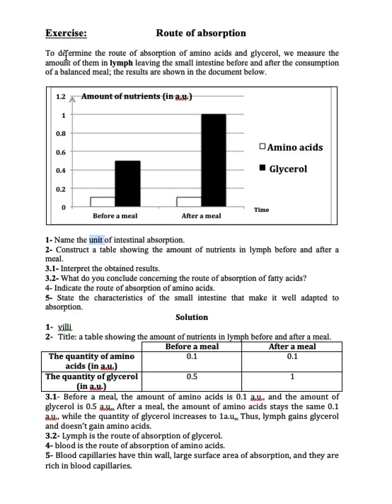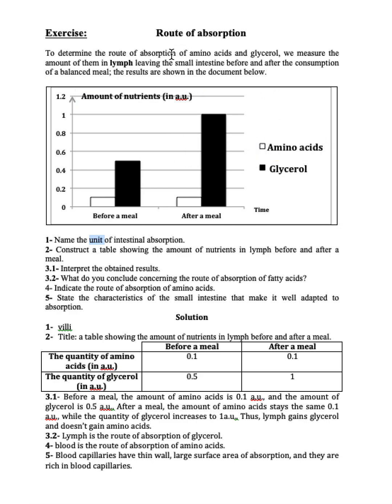solving this exercise. To determine the rate of absorption of amino acids and glycerol, we measure the amount of them in lymph leaving the small intestine before and after the consumption of a balanced meal. The results are shown in this document.